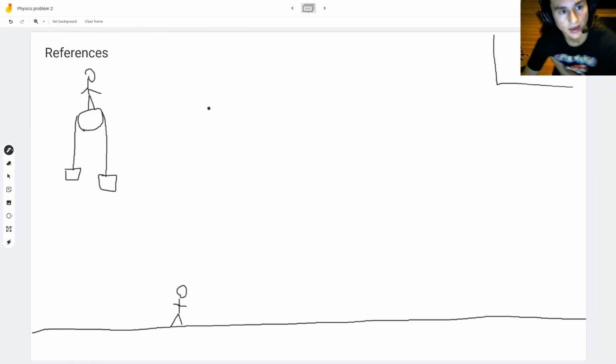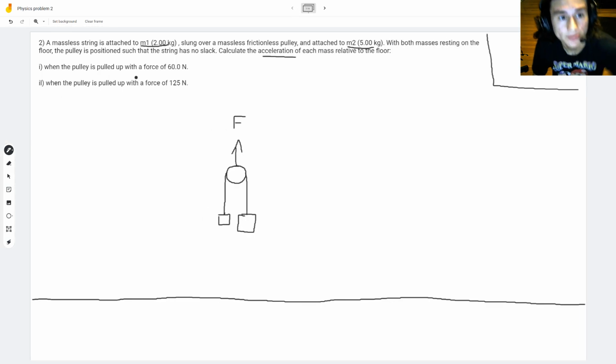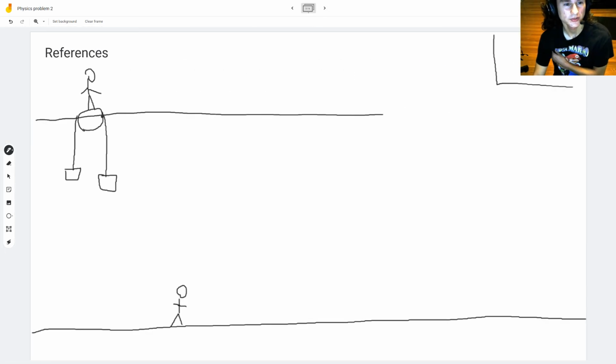The last thing I'm going to talk about before we begin to solve this problem is references. For this problem, we're going to look at two references. If we look back at the problem, it's saying that the pulley system is being pulled up at the center, like here, the center of the pulley, with a certain amount of force. So we're going to be viewing this as two things.